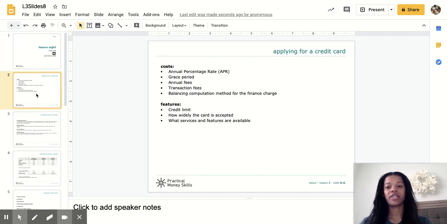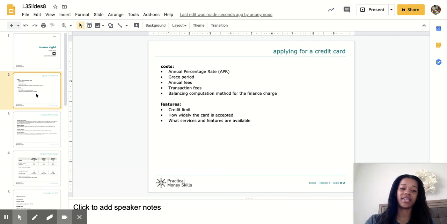Lesson 8, credit cards. So applying for a credit card, the cost. You have your annual percentage rate, right? So how much annually is it going to take out? You have grace period. You have annual fees. You have transaction fees. So if I use my card somewhere, what's the additional fee attached? Balance and computation method for the finance charge.